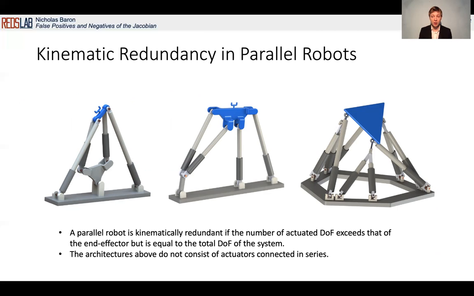So we have 3 examples on the screen here of kinematically redundant parallel robots. But what's interesting about these 3 in particular is that none of them exhibit actuator joints connected in series. They all use prismatic actuators here, but none of them are connected in series, which is not the case for all kinematically redundant robots. It's common that you make the robot by having actuator joints connected in series. However, this brings the problem of accumulation of actuator joint errors along each limb, whereas these mechanisms here do not exhibit this problem. And it is these types of architectures which we're going to perform the analysis on today.